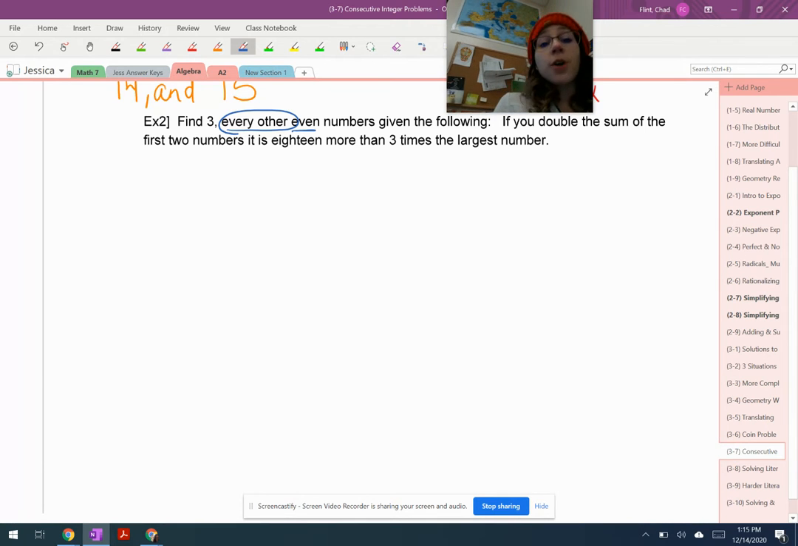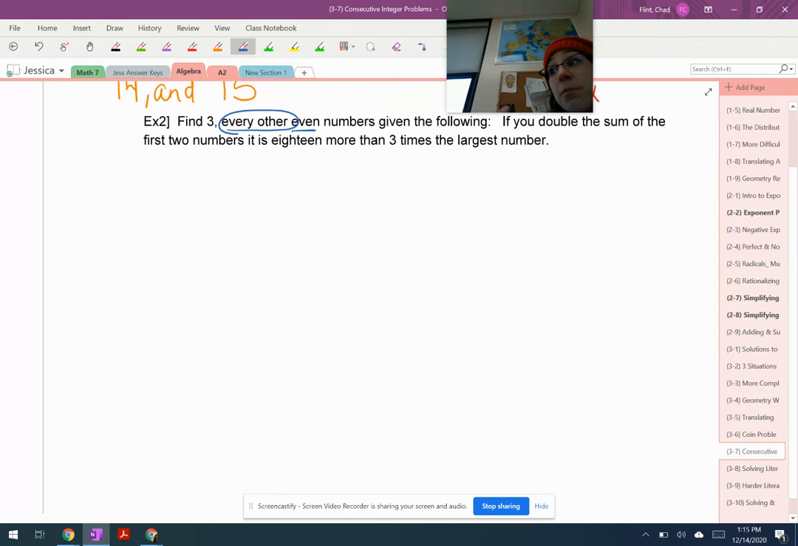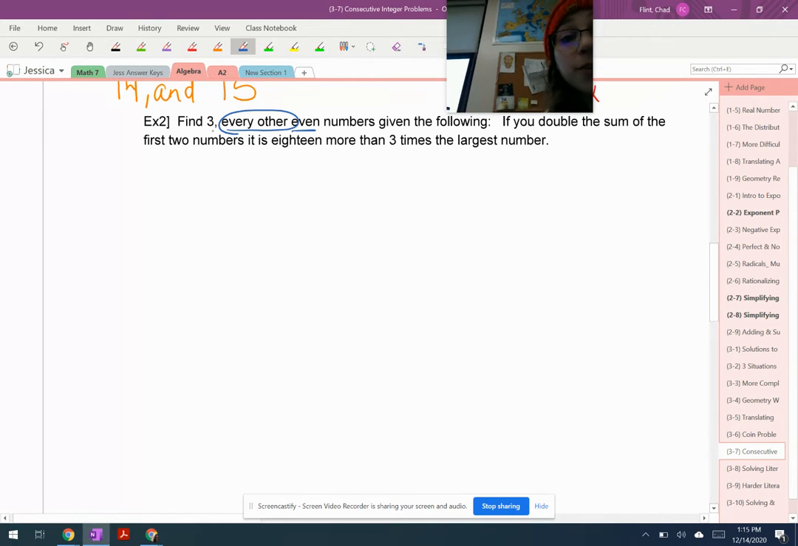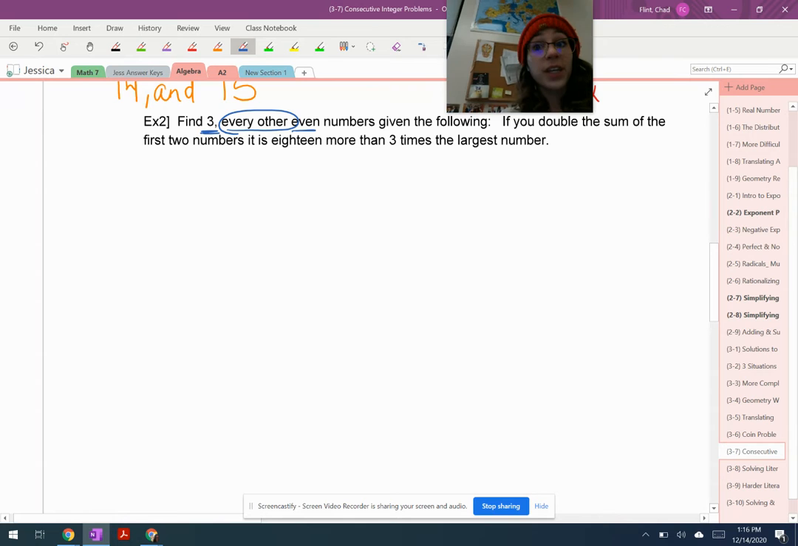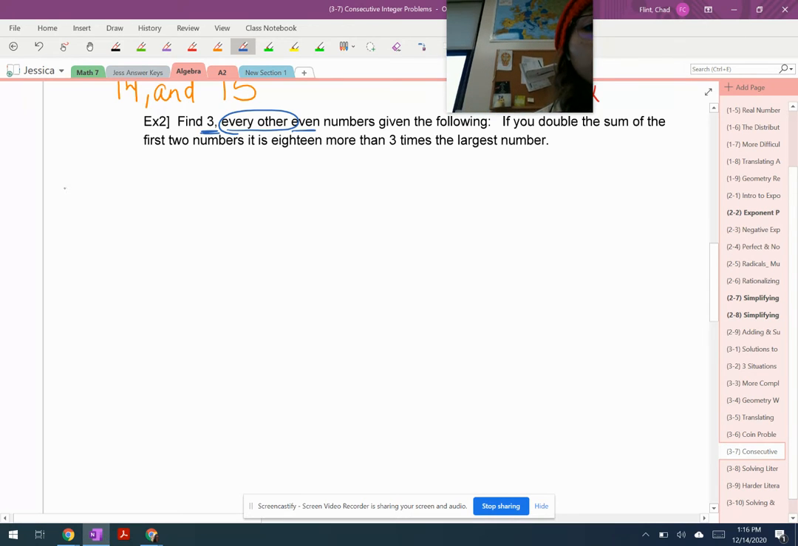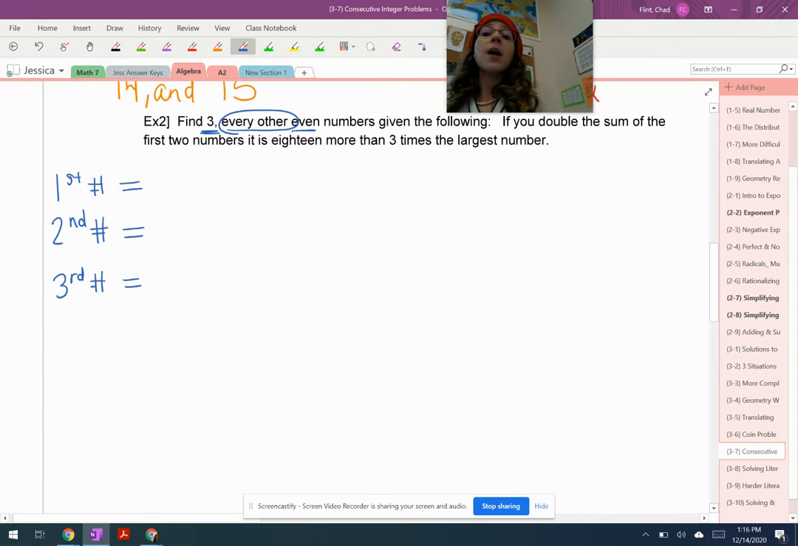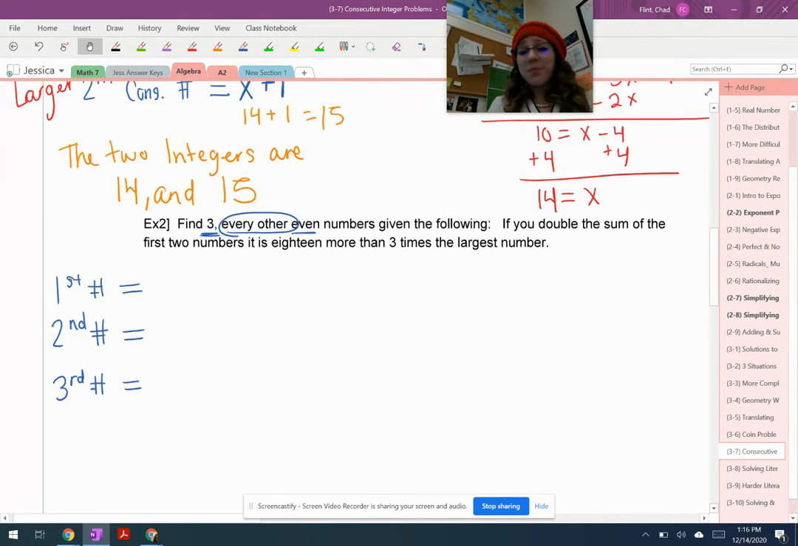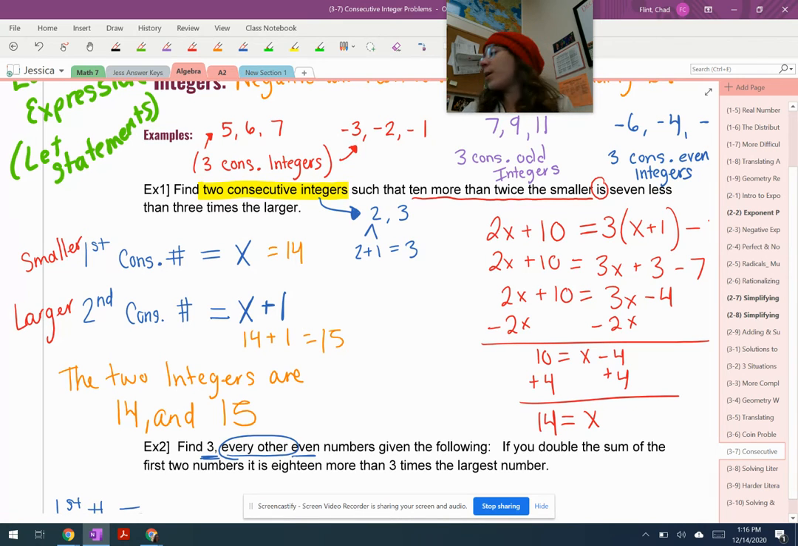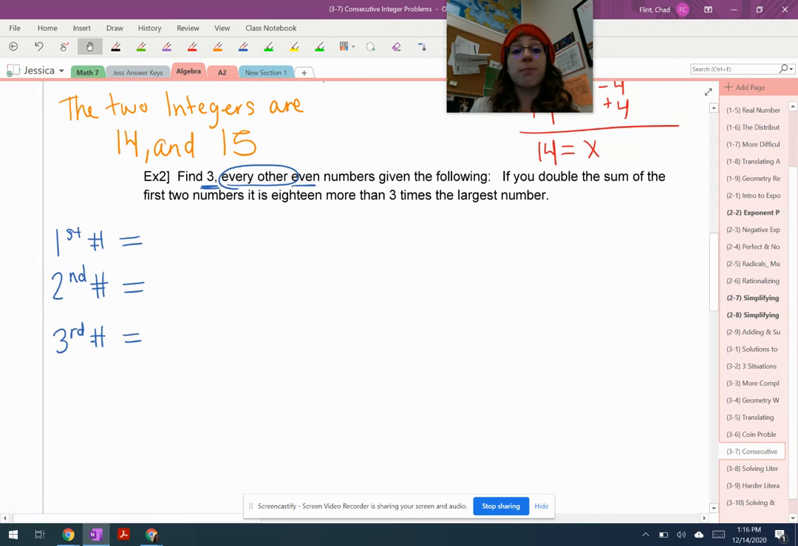Okay. So, first thing we need to start with are some let statements. I'm realizing that they're asking me for three numbers here. They want three numbers, so I'm going to have three let statements. First number equals, second number equals, and third number equals. Now just like in the last example, I used the numbers 2 and 3 up here as an example to kind of help me make sense of things. I'm going to do that same thing with this one.